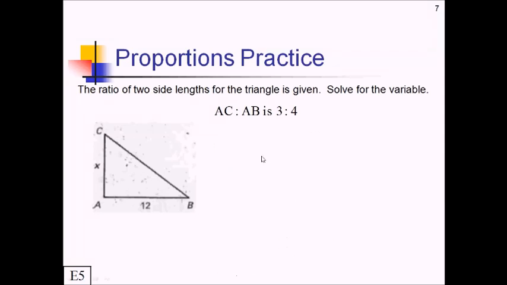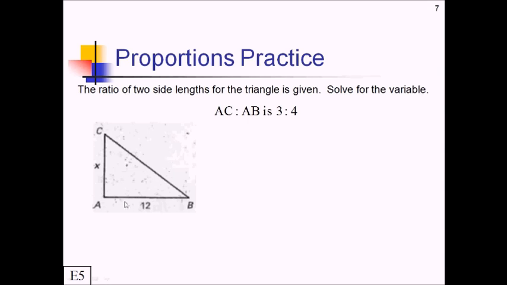We're going to shift gears a little bit. Let's say the ratio of 2 side lengths for this triangle is given as follows. AC to AB is a 3 to 4 ratio. The ratio of this side to this side here is 3 to 4. Find the variable x. So this is definitely a different kind of problem, because here we know some things.